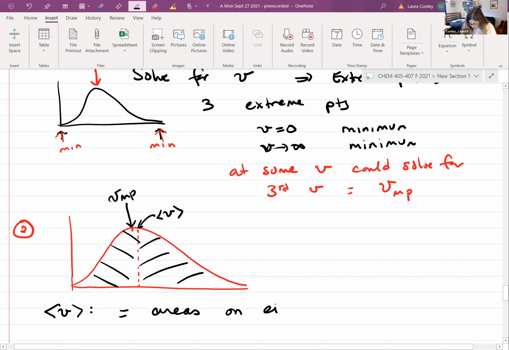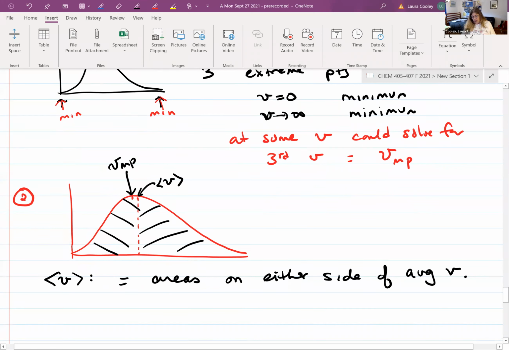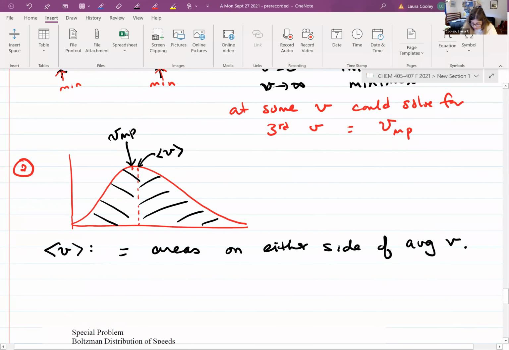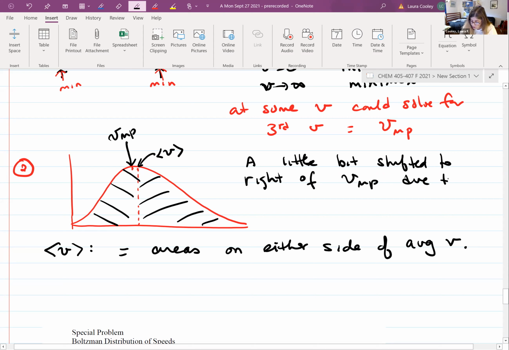on either side of the average V. Because if you have equal probabilities on each side, then that's got to be the average. So it's a little bit shifted to the right of the most probable, due to the skewed nature of the curve.